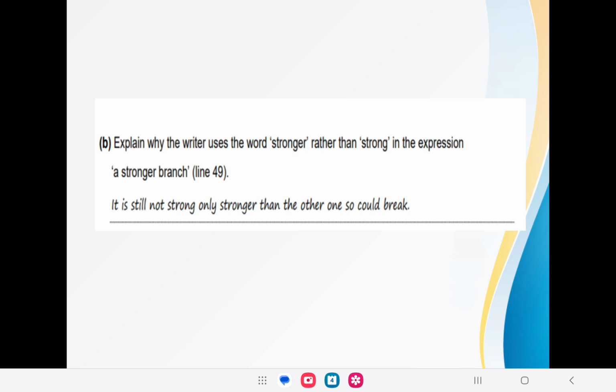These are comparative adjectives. There is no need to write the words comparative adjective in your answer. The writer is using the comparative degree, stronger, just to show that it is only stronger than the previous branch. It is not the strongest of all. That's why, if the branch that he was holding earlier could break, that means this branch can also break. It is also a weak branch, but comparatively, as compared to the previous one, it is better. So that's why he's saying it is still not strong, only stronger than the other one, so it could break.